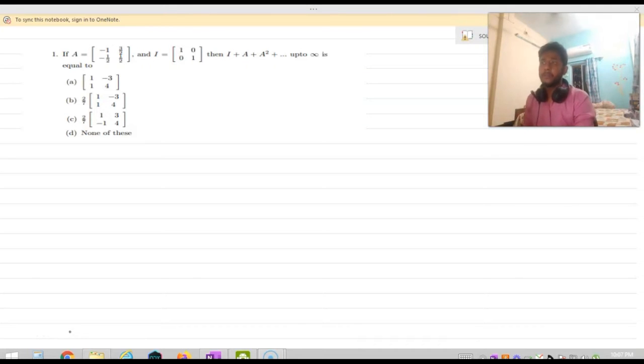Let us begin with question number 1. If A is the 2 cross 2 matrix with rows -1, 3 by 2 and -1 by 2, 1 by 2, and I is the 2 cross 2 identity matrix, that is 1 0 0 1, then we have to find the value of I plus A plus A square plus dot dot up to infinity. So we have to find the value of this expression. Let us start the solution.